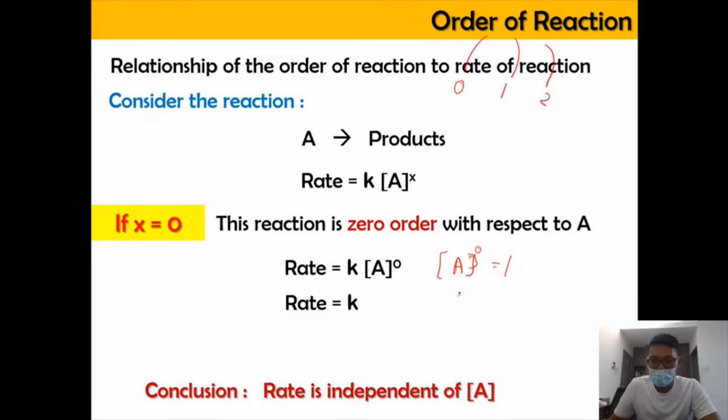For example, 9 to the power of 0, if you put it in the calculator, it will still equal 1. Or 1 times 10 to the power of 5, to the power of 0, we will still get 1. So what we can say about this was, in a zero order reaction, the rate is independent of A. Regardless of the value of A, the rate will be equal to the rate constant.